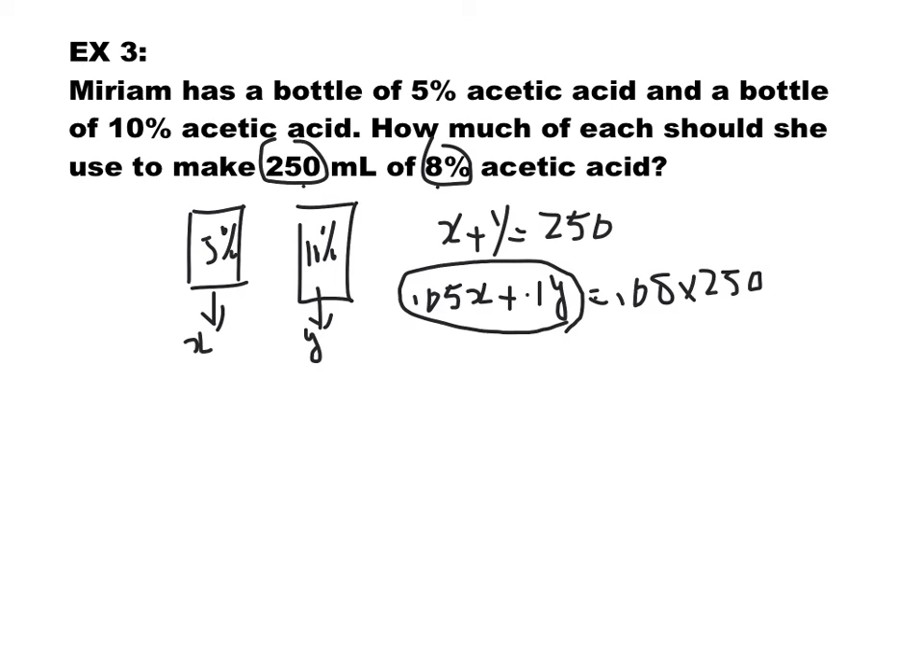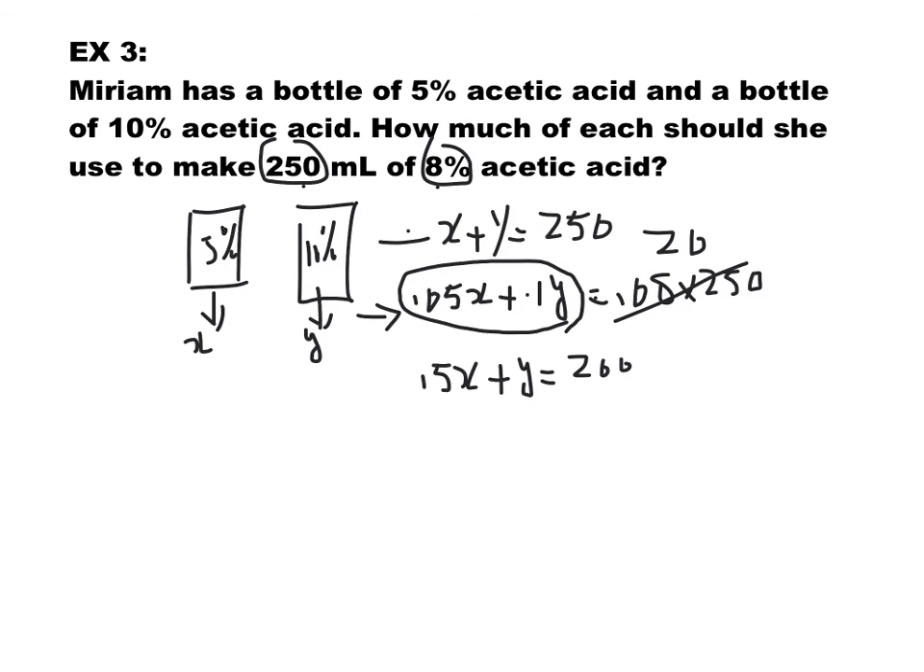Now, 0.08 times 250 is going to give me 20. So this is 20. It is much easier if we use non-decimal values. So if I multiply this equation by, let's say, 10, then I'm going to get rid of 0.1 here. So if I multiply this equation by 10, I get 0.5x plus y is equal to 200.